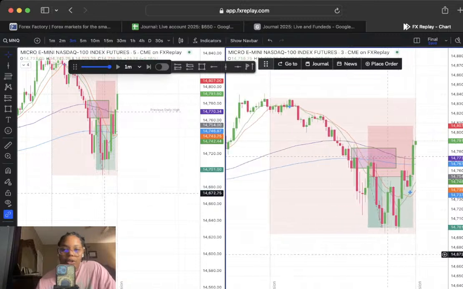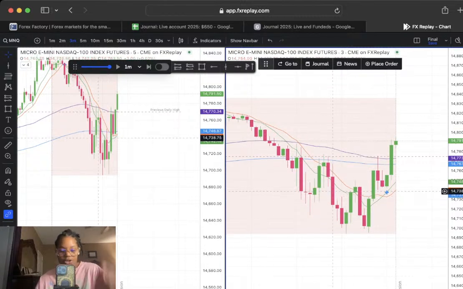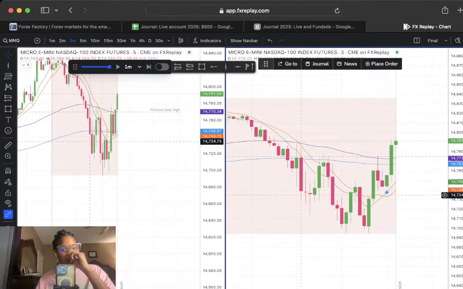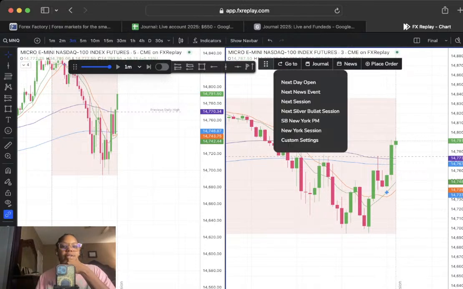So let's backtest that now. Actually, we already saw how it is when I just get in off the break. Let's see if we can get a break, a nice space, and then a retest, and if we enter off that, what it looks like. So let's go to the next New York session.